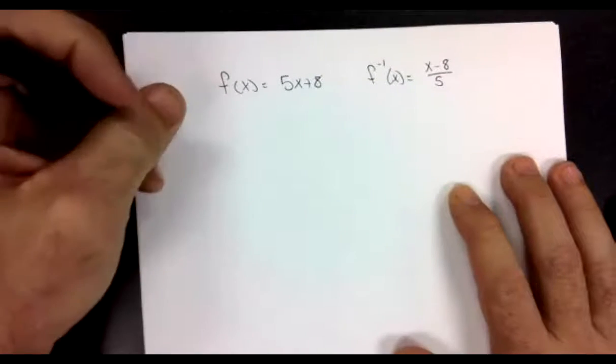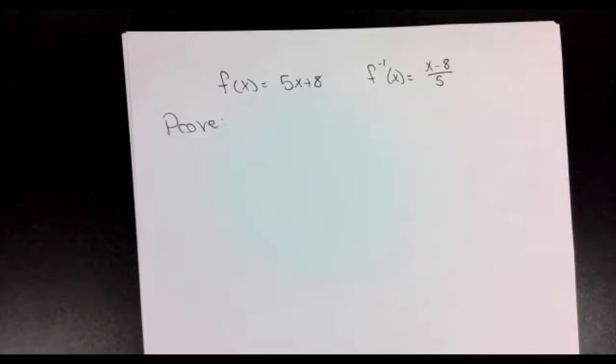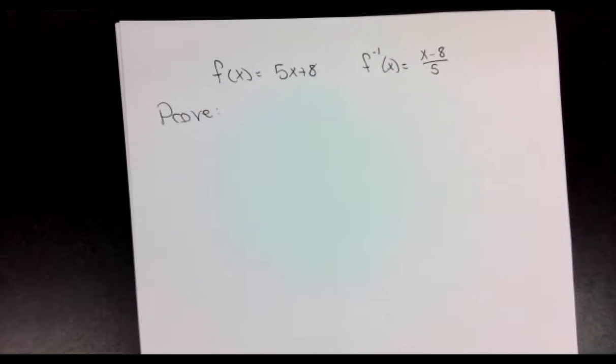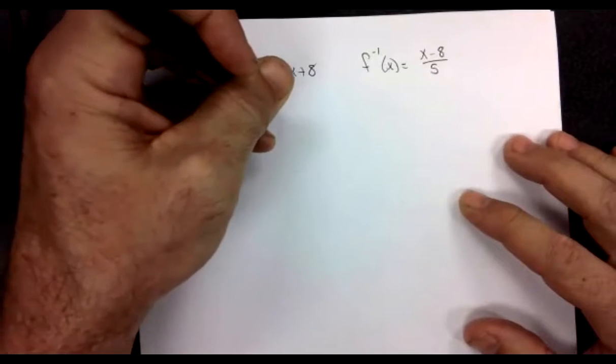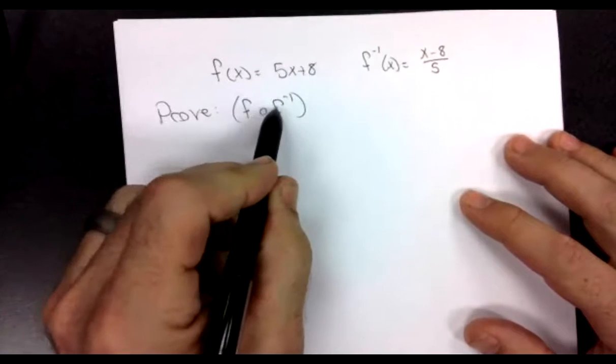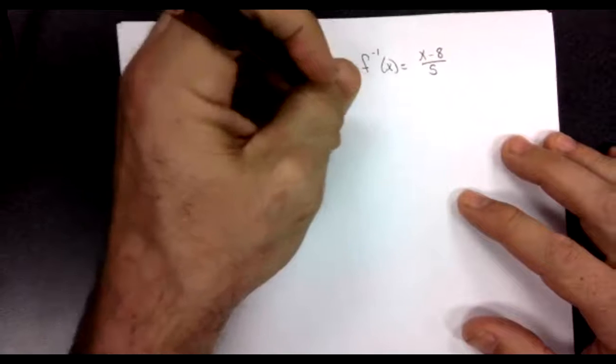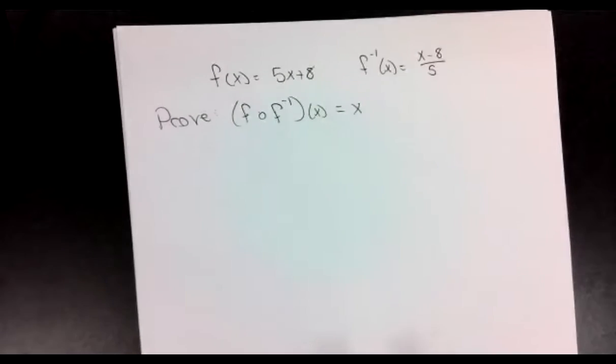But if they asked you to prove that these are inverses, one way to do this is you can prove that f of the inverse of x equals x. So basically, if you take the composite function, everything will cancel out except for the x.